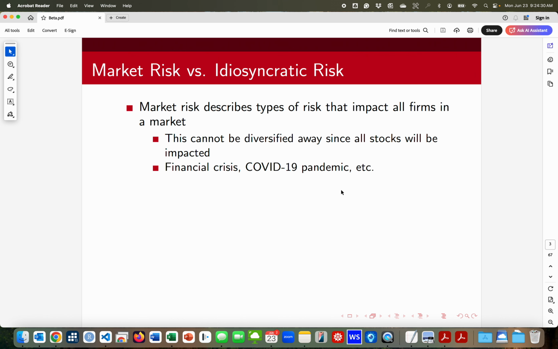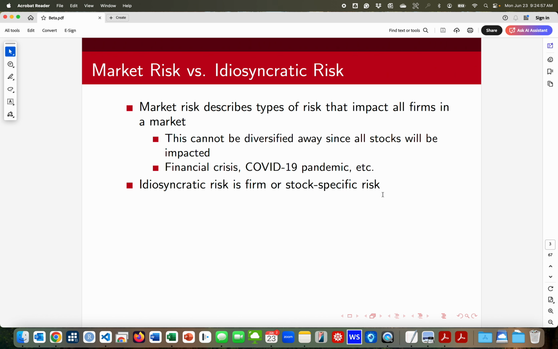More reasonable examples of this would be the financial crisis, the pandemic. A lot of these things affected just about everything. Now, some industries did better. Some industries did worse during the pandemic. Not everything was affected in precisely the same way, but these are things that have market-wide consequences.